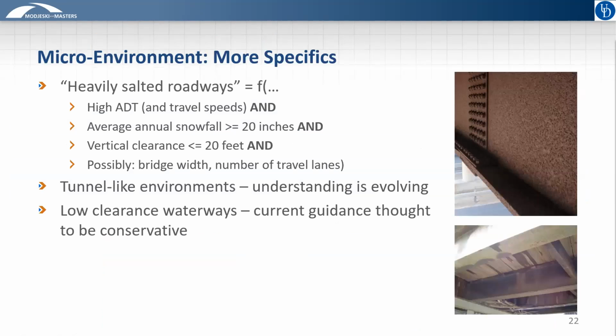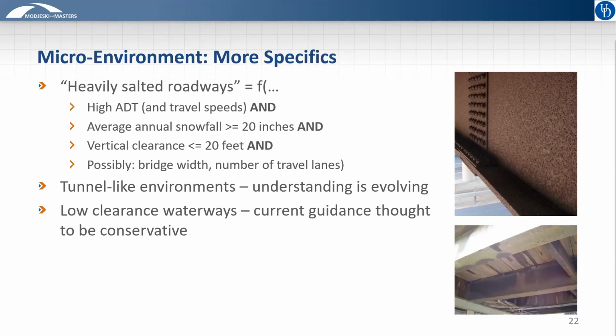Getting into some quantification of these microenvironments, whether or not a bridge is heavily salted is largely a function of the snowfall and the average daily traffic, or ADT. Because the largest concern, assuming the joints are properly detailed, as Tom will discuss, is road spray from the traffic below, the vertical underclearance, which is the distance between the superstructure and the roadway, is also important. So we have recommendations for how to define some of these variables, specifically 20 inches of snowfall and 20 feet for vertical clearance, when both of those situations are also combined with a high ADT.